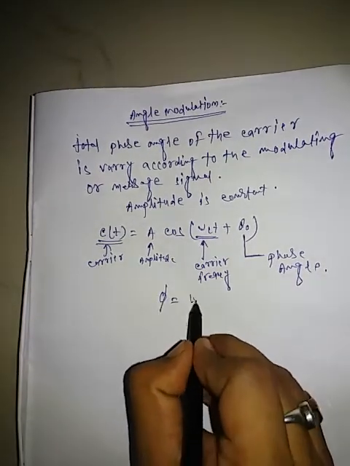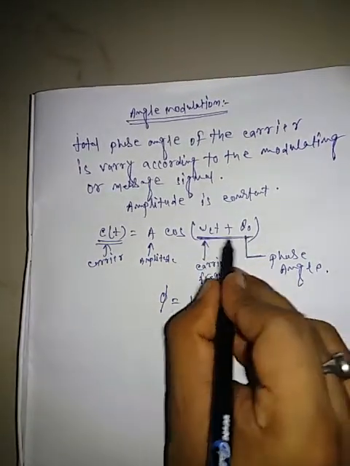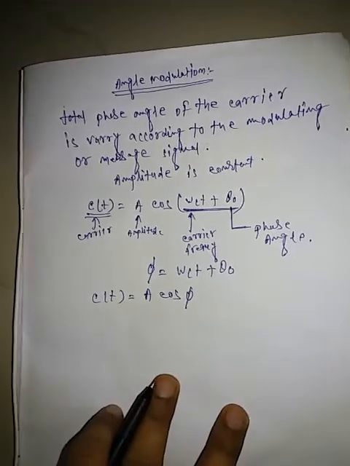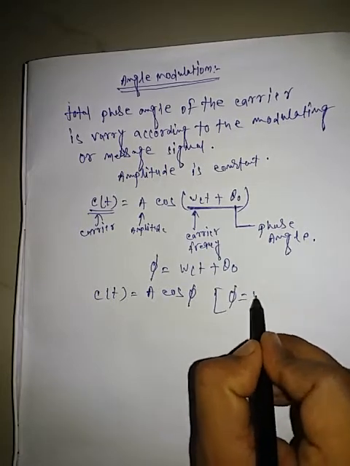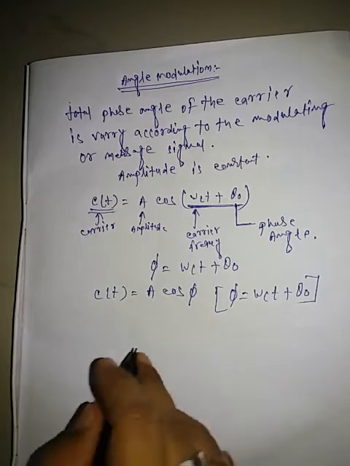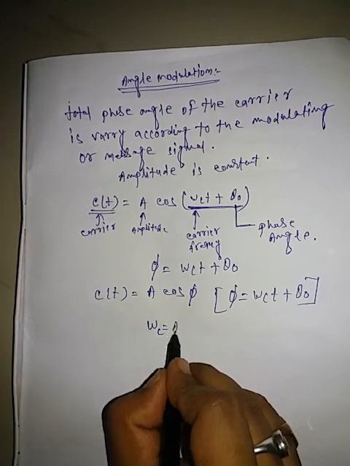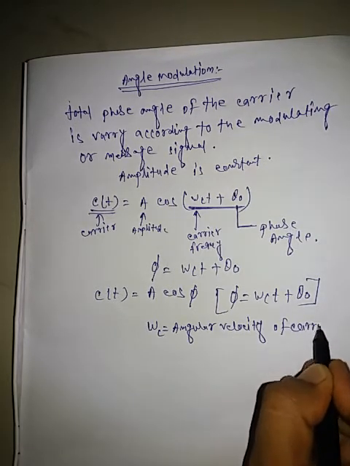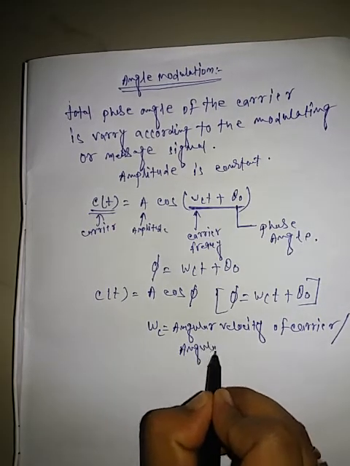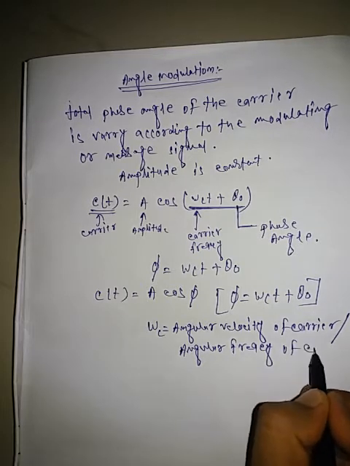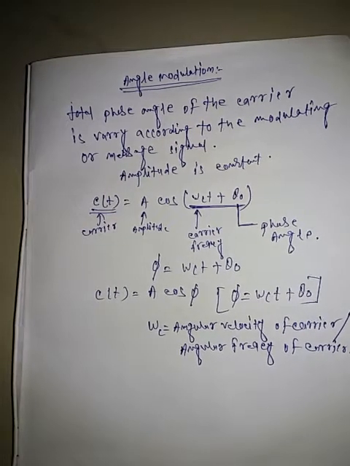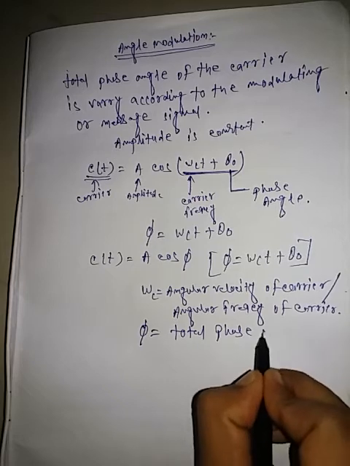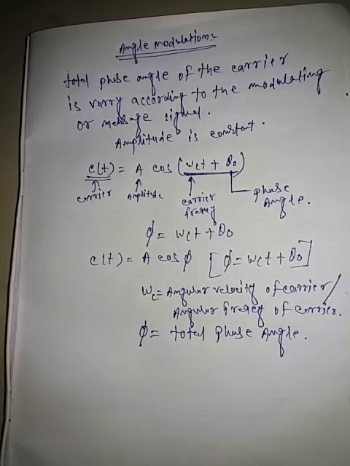If phi is equal to omega_c t plus theta_0, and this component is substituted by phi, then c(t) becomes A cos phi, where phi is omega_c t plus theta_0. Omega_c is called the angular velocity of carrier or angular frequency of carrier, and phi is called the total phase angle.